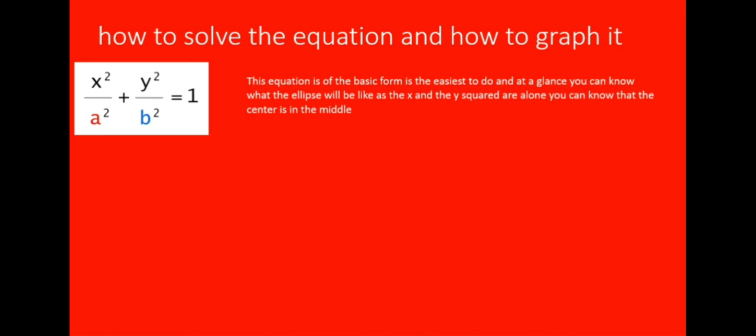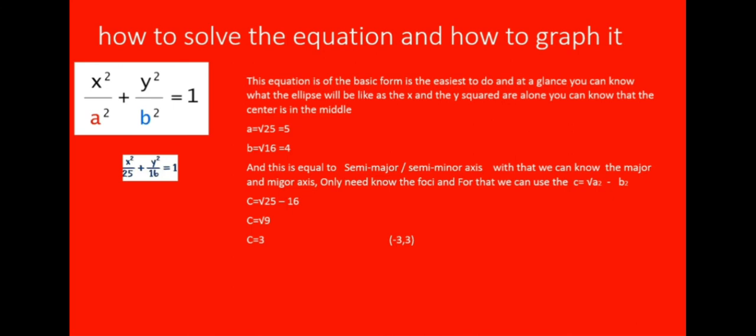This equation is the basic form, which is the easiest for me to do, and again you can know what the ellipse will be like. As x and y are squared and unknown, you can know the center is at the point 0, 0. The equation shows you the 25 and 16.